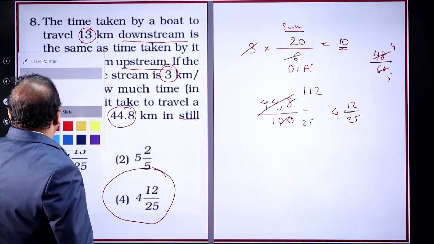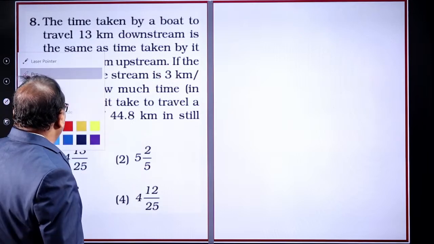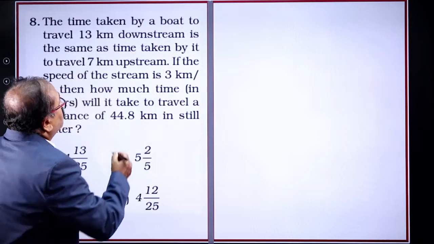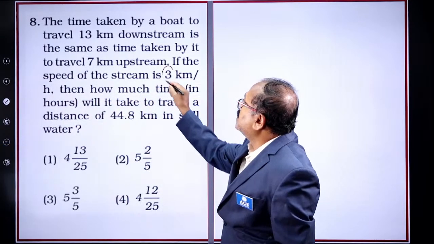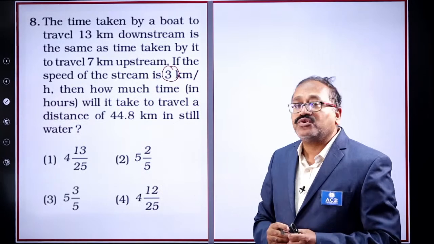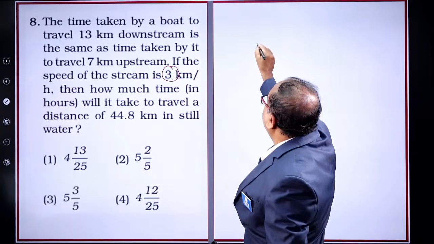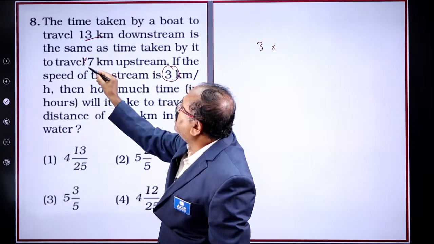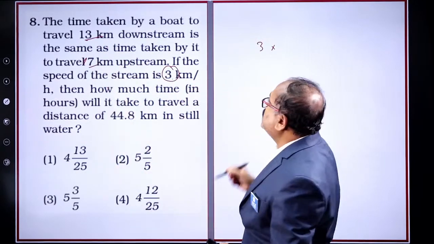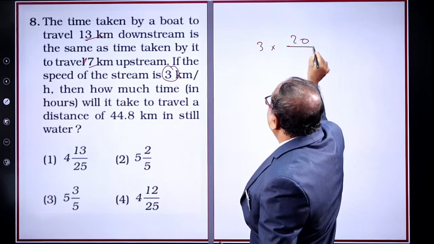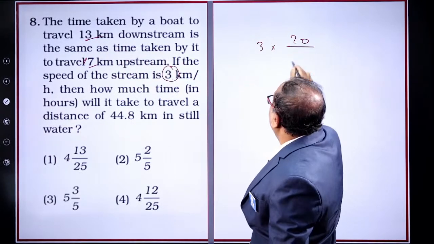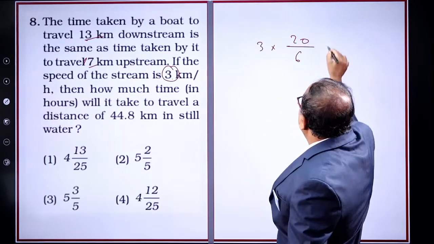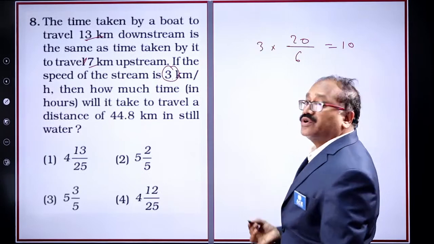So once again, I will explain this one because I want you people to know this is a previous year paper of SSC CGL. Here the stream speed is given to us. To get the boat speed, we will use this figure: 3 into the sum of the distance covered, that is 3 kilometer and 7 kilometer, so the sum is 20, and the difference of 13 and 7, which is 6. This will give us the speed of the boat. And the speed of the boat I am getting is 10 kilometer per hour.